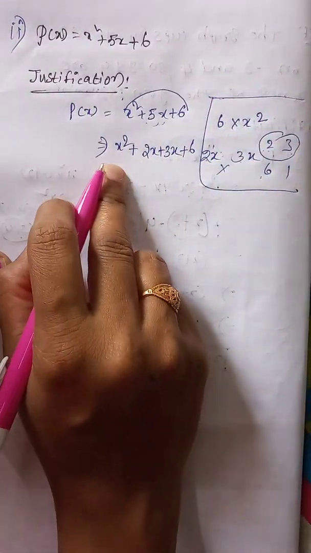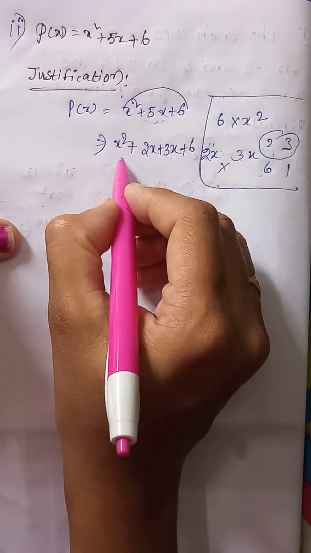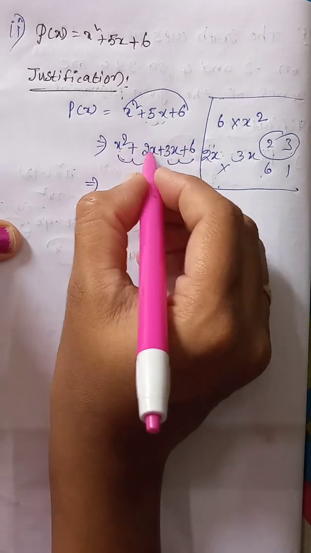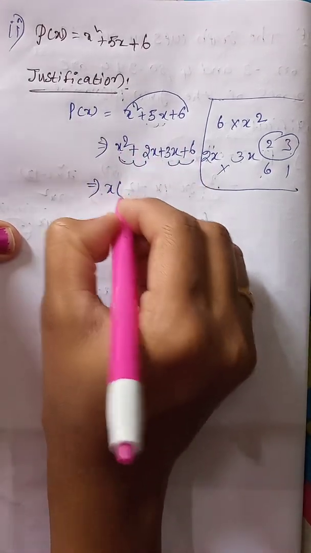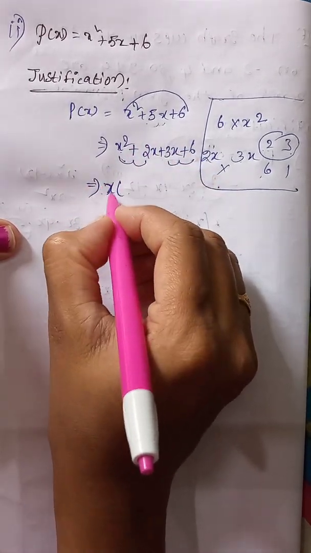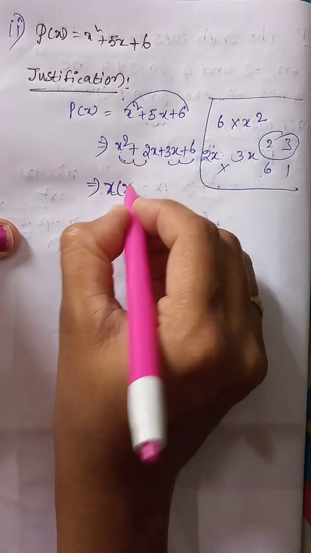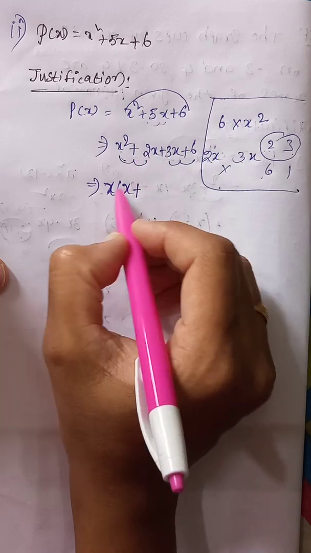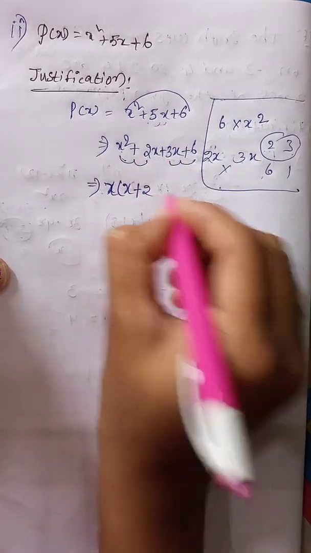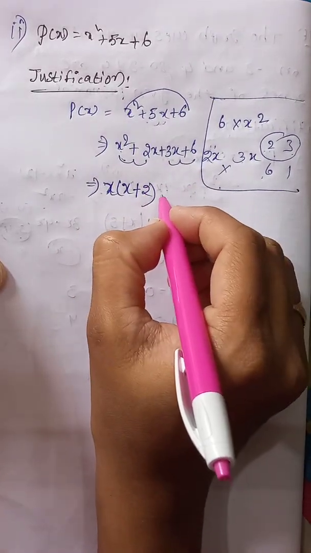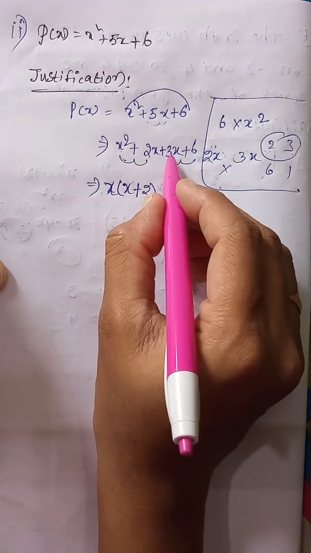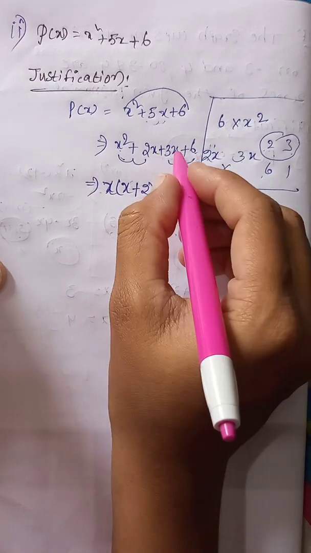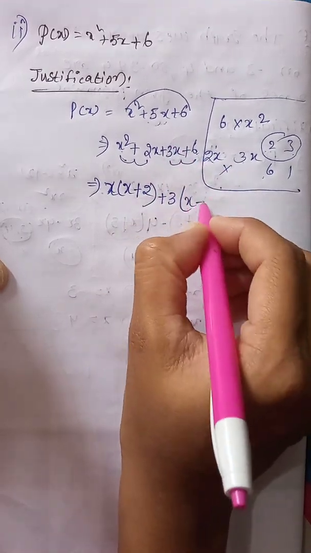Okay, x square plus 2x plus 3x plus 6. Consider these two terms as one pair. In these two terms x is common, so I have x common and we are left with x. In between we have a positive symbol, so put a positive symbol. Here x is common, we are left with 2, and close the bracket. Next, 3x plus 6. In these two, take 3 as common and we are left with x plus 6.